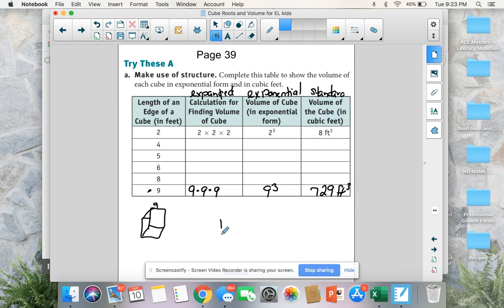So right now I want you to hit pause and work with your group to do the rest of these numbers. Fill in the rest of the boxes to find the volume of cubes with those different side lengths. And then I want you to hit play and check your answer.